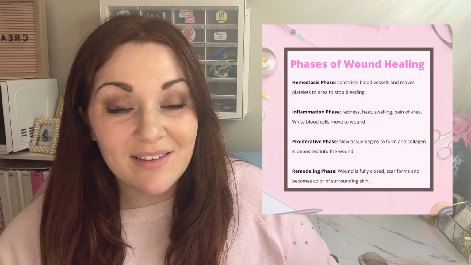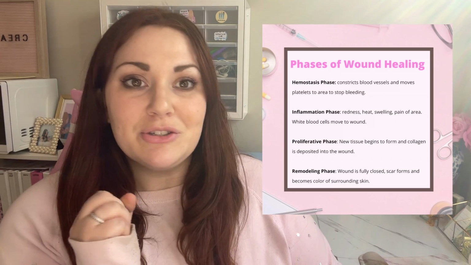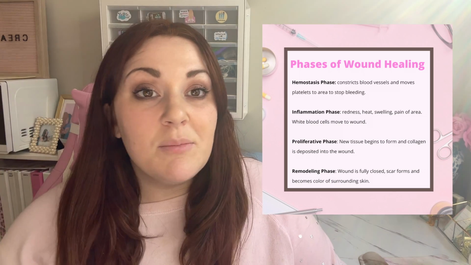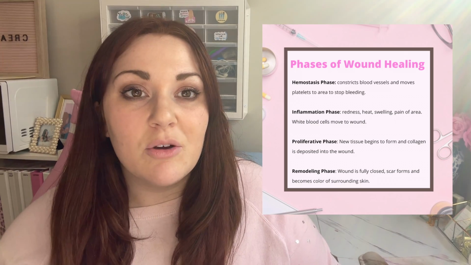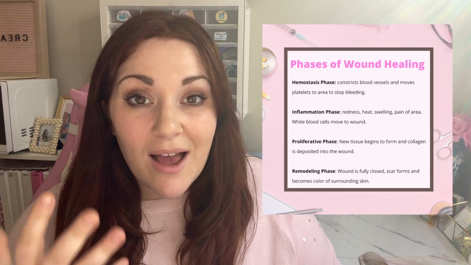So let's finally talk about wound care. When you are caring for a patient that has an injury or some kind of wound, there are different phases of wound healing. The first phase is the hemostasis phase. This is when the blood vessels constrict. They're like, oh my gosh, there's open skin here. Let's quickly constrict those blood vessels, try to control the bleeding, and it moves platelets to that area. So platelets come together, try to make it clot again to stop the bleeding.